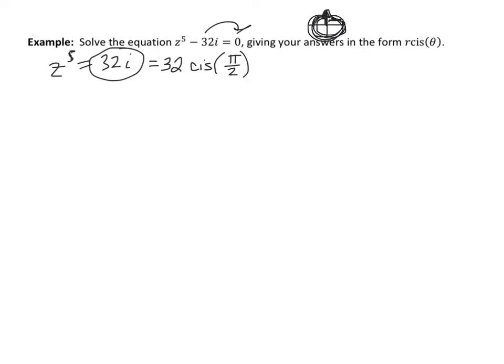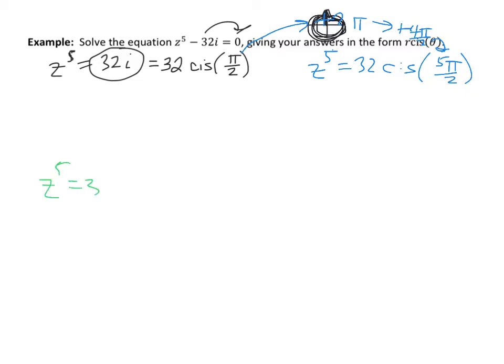So in addition to this, I'm also going to have z to the 5th equals 32 cis. And then, like I said, I like to think about this as if I'm going to add 2 pi to this, I might as well make that 4 pi over 2. And so when I add 4 pi over 2 to that, I'm going to wind up with 5 pi over 2. Okay. Then I'm also going to have z to the 5th is 32 cis, and I'm going to add that 4 pi over 2 again. So now this will be 9 pi over 2.